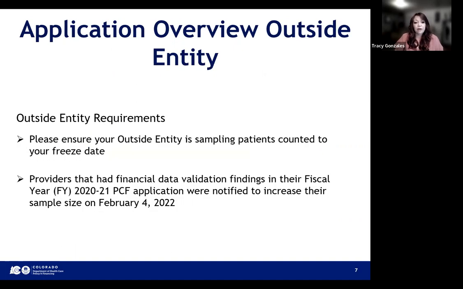Outside entity requirements. Please ensure that your outside entity is sampling patients counted to your freeze date. The department does require a minimum of 25 patients sampled. Providers that had financial data findings in their fiscal year 21 audit were notified to increase their sample size on February 4th. So if you did have your fiscal year 21 application audited and you're unsure as to whether or not you need to increase your sample size, feel free to contact me and I'd be more than happy to look that information up for you.